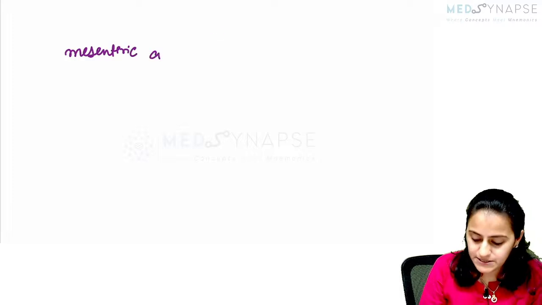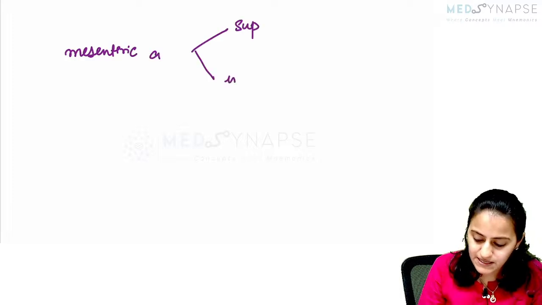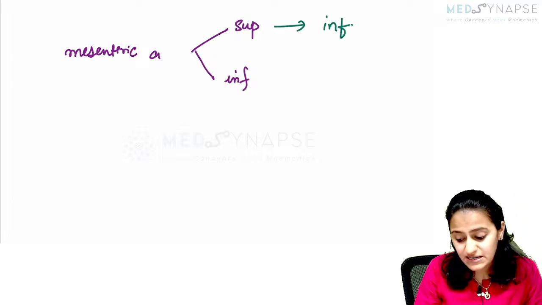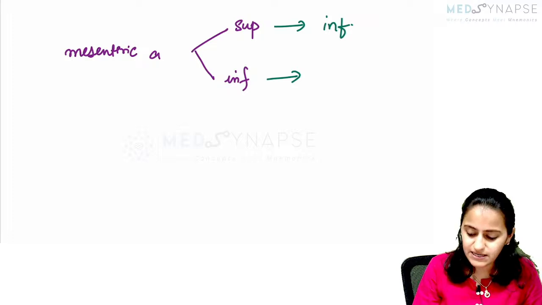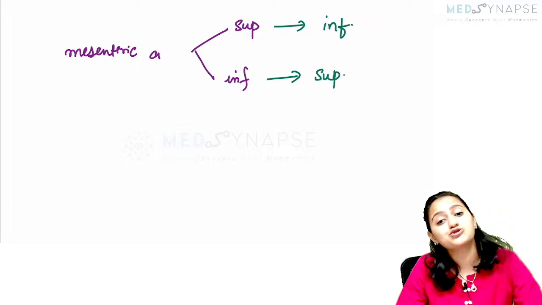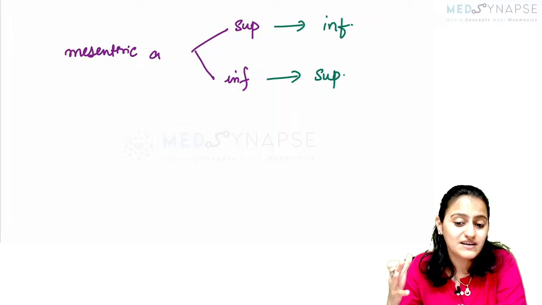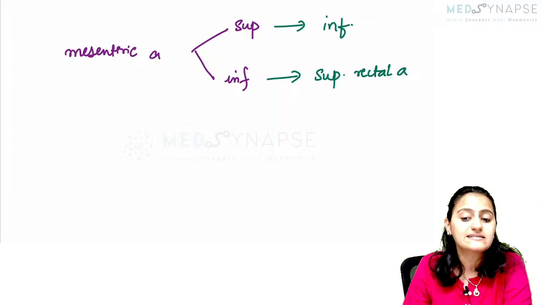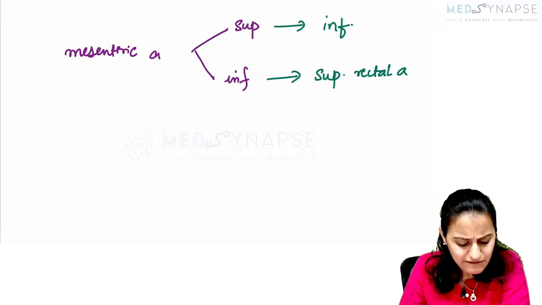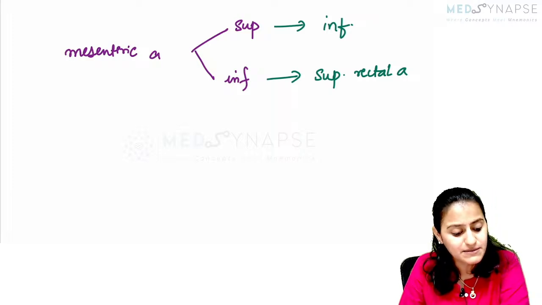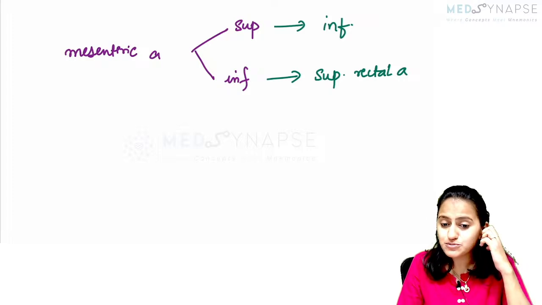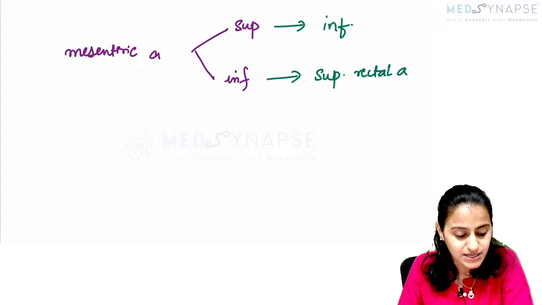For the mesenteric arteries, remember this point. You have superior and inferior. The superior mesenteric artery gives an inferior branch, and the inferior mesenteric artery gives a superior branch. So superior gives inferior and inferior gives superior. The inferior gives the superior rectal artery. What is that inferior branch which comes from the superior mesenteric artery? Yes.